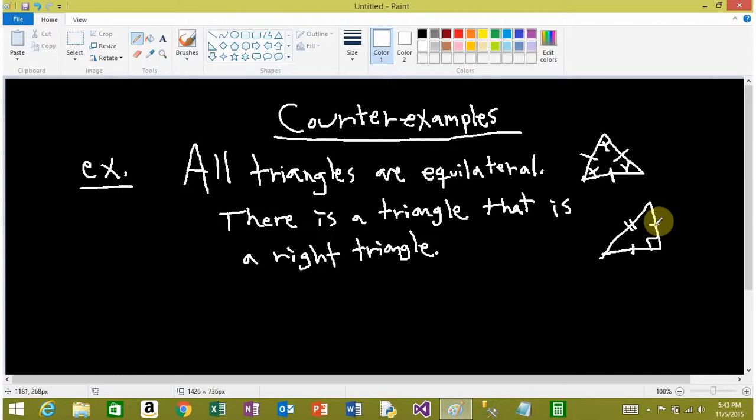So that's a counterexample. You could find more than one. It could be isosceles, could be a right triangle, could be a scalene triangle, a triangle where all the sides are different, all the angles across from the sides are different. Oblique triangles. So the list goes on.